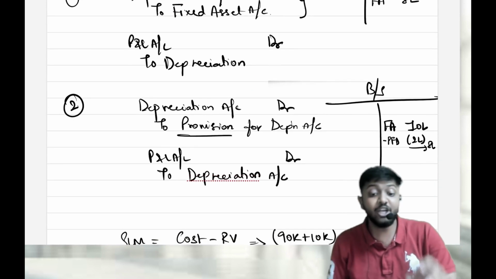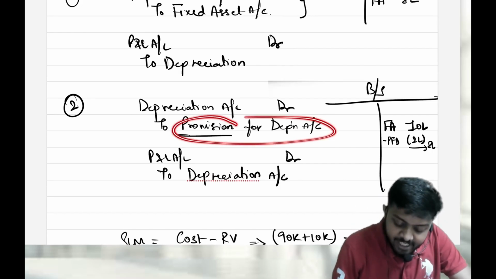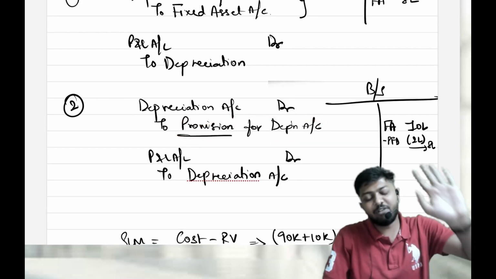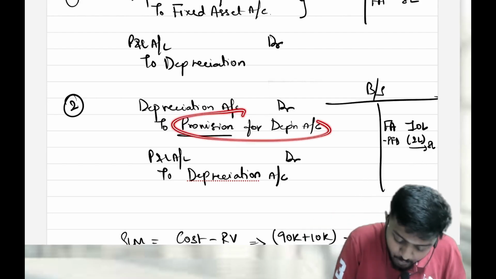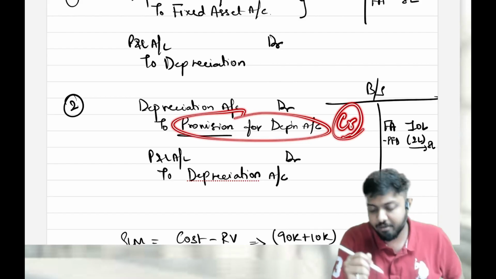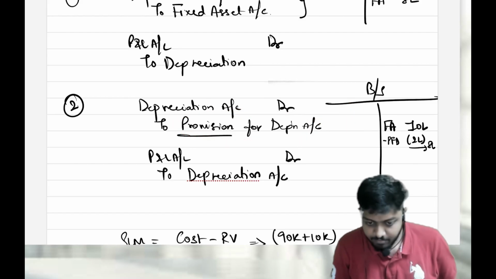But in the second method, you are crediting the provision for depreciation account. Since you are not touching the fixed asset account at all, your fixed asset will always be at cost. Your depreciation is getting accumulated in this account and it will have a credit balance. All of you clear? So these are the two methods of depreciation that we follow.